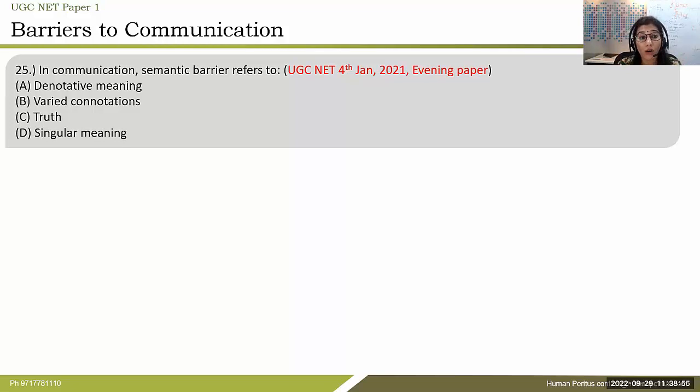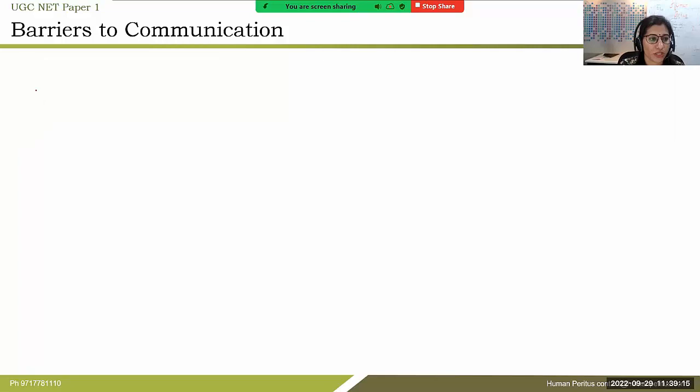But how does the meaning become a barrier? Singular meaning does not become a barrier because it is conveying one single meaning, which cannot become a barrier. Next is varied connotations, when you can have different kinds of meanings extracted from a similar kind of word or sentence. So this is the correct option here, varied connotations.